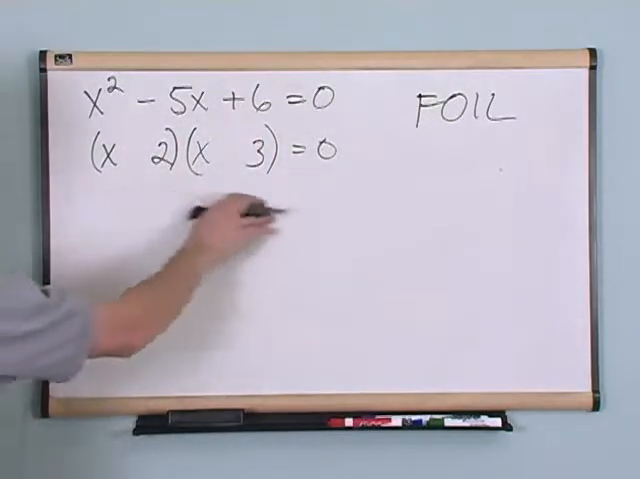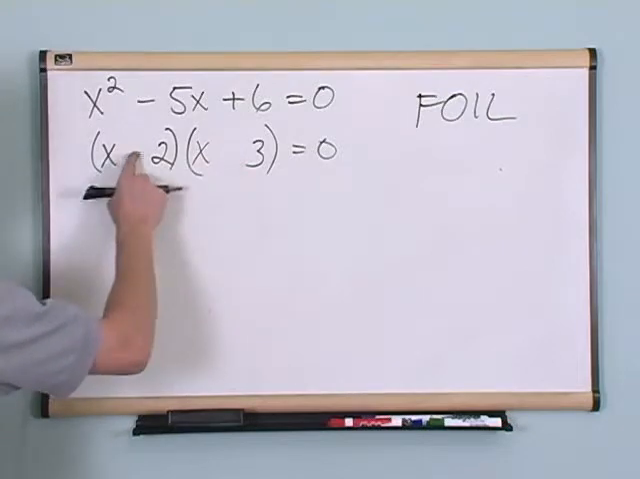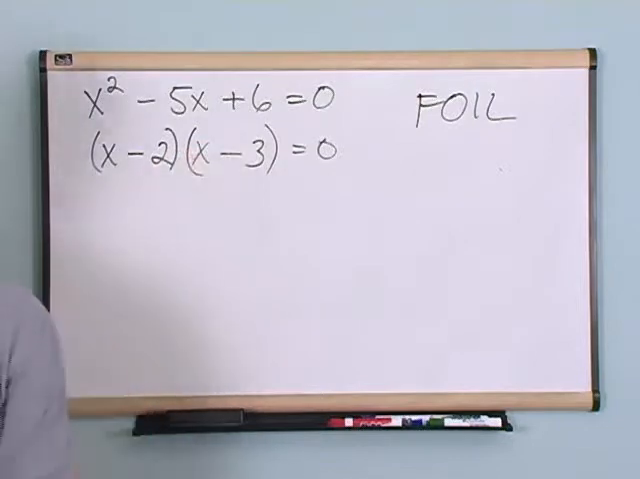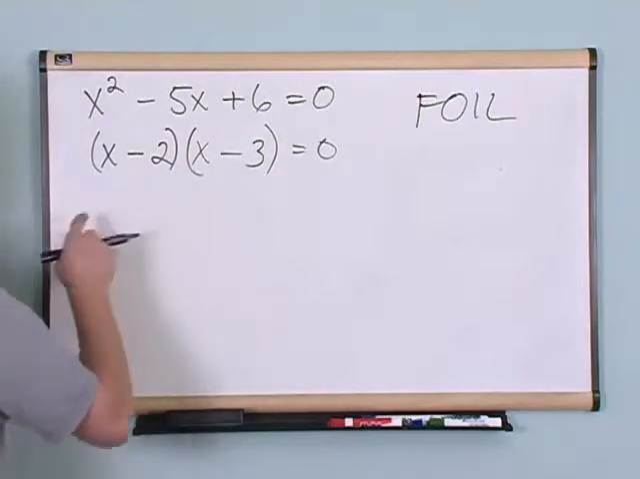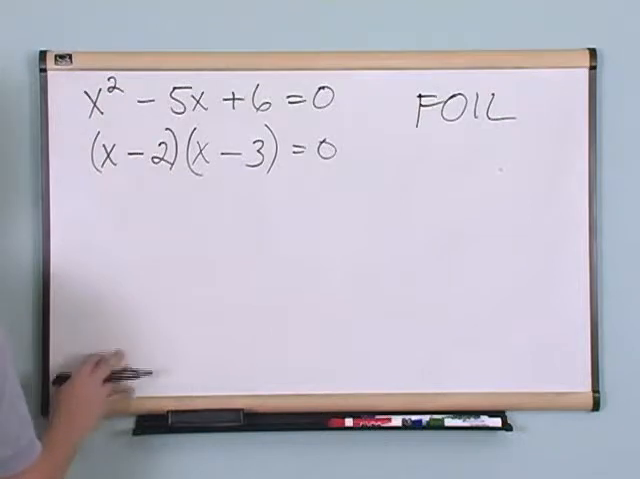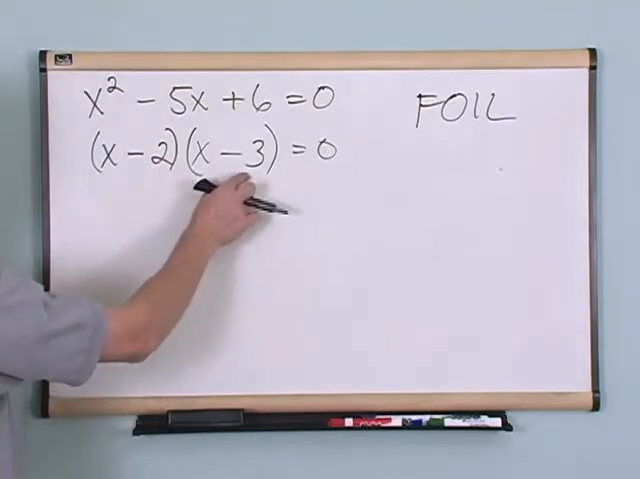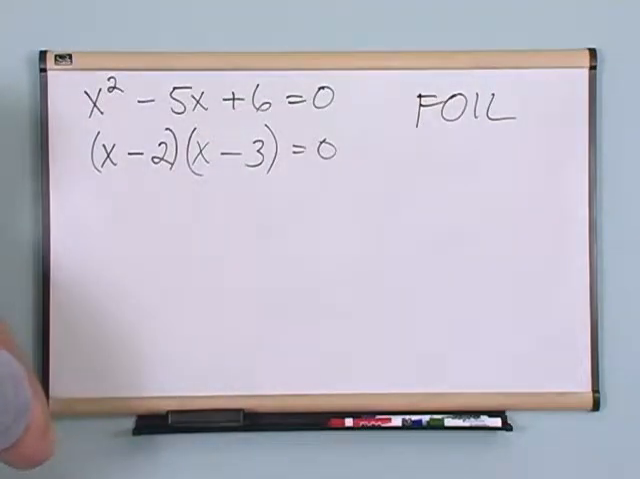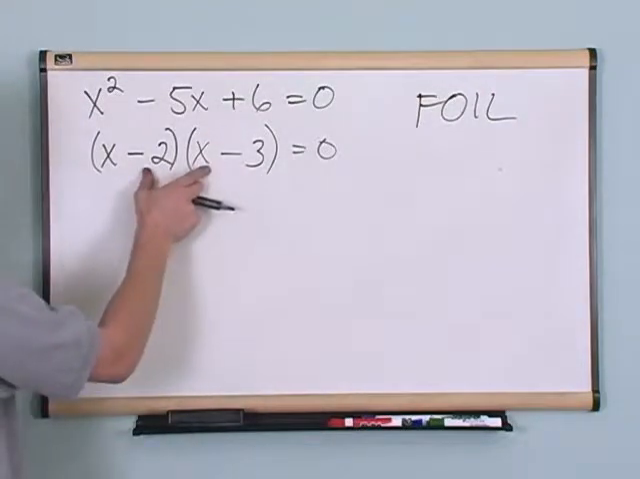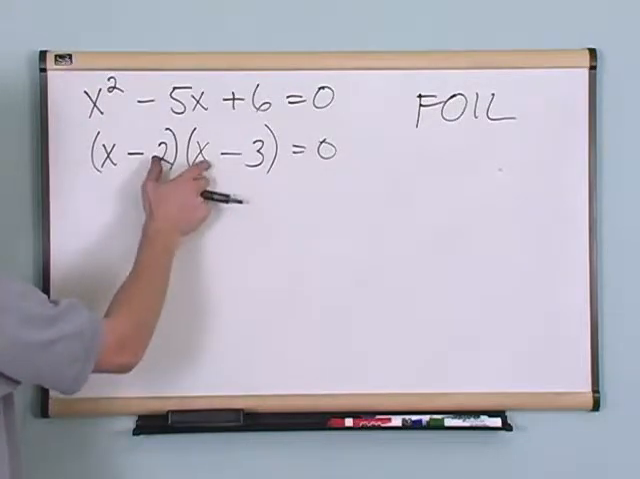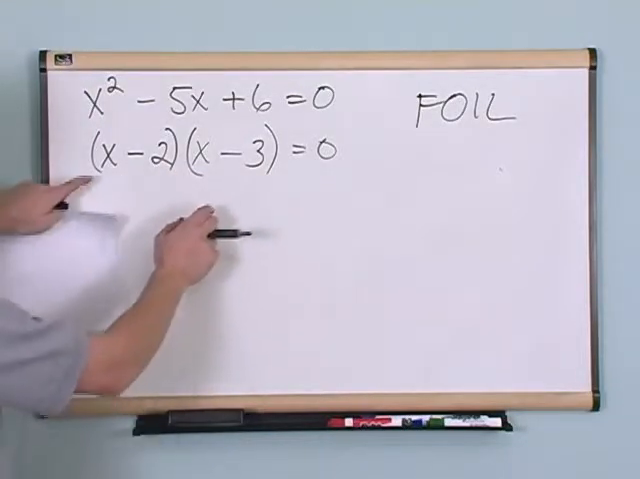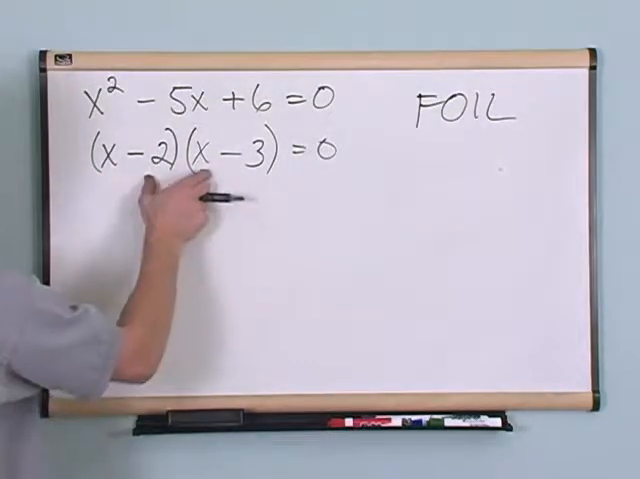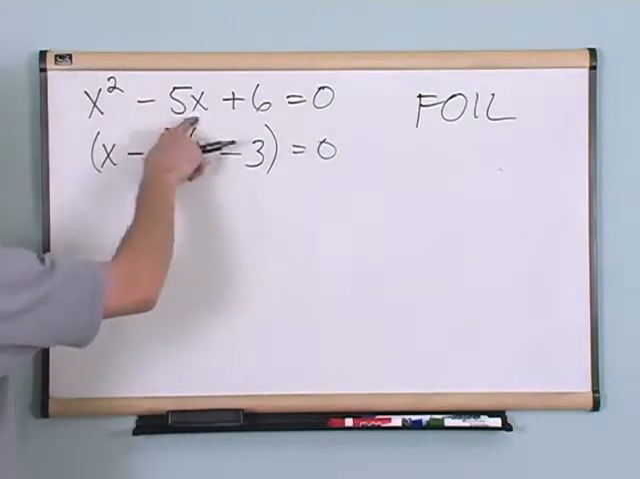So all of the letters and numbers are filled in. I just need to figure out what signs to put here. Okay? And you'll see why in a second, I need a negative sign here and a negative sign here to make this thing work out. Now, x times x gives me x squared. The last term, negative 2 times negative 3 gives me positive 6. Negative times negative gives me positive, so that checks. For the middle terms, for the inside term, I'm going to have negative 2x. Negative 2 times x gives me negative 2x. For the outside terms, I'm going to have negative 3 times x gives me negative 3x. Negative 2x minus 3x gives me negative 5x.